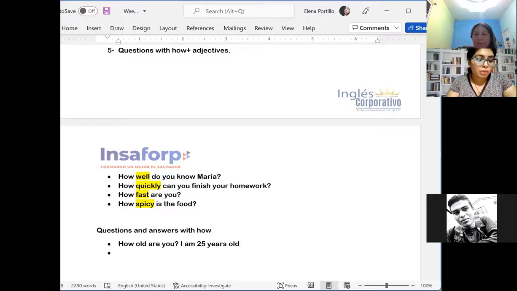Now we have another question and it says, how tall are you? How tall are you? Another question to ask information about someone else or someone new, or maybe we have just the curiosity to know how tall a person is. And the answer is, I am almost 7 feet.